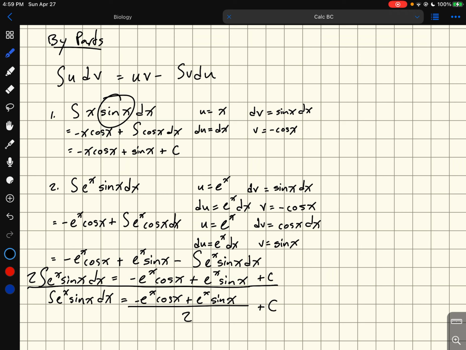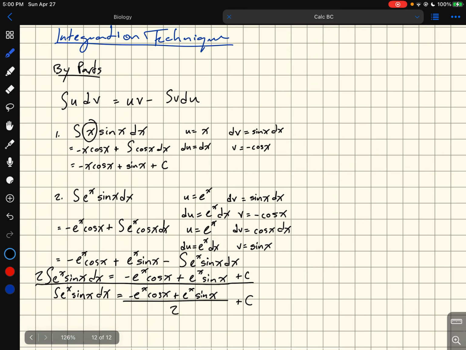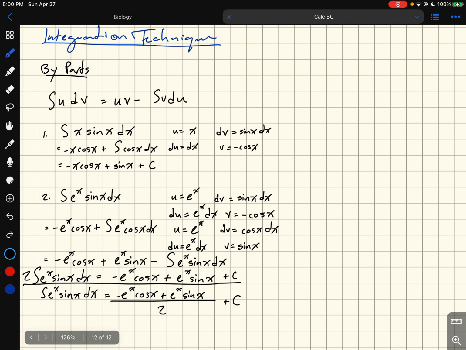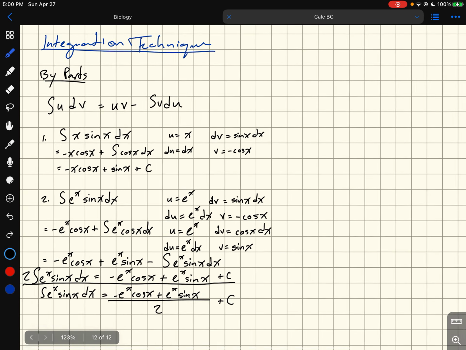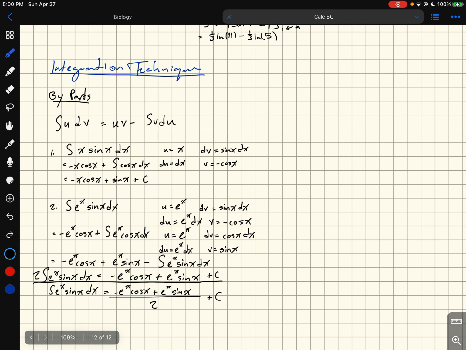So if you have a cosine there, or a sine there, or an e to the x there, in this spot, multiplied by something else, then you can use this DI method. It's called the DI method because the D stands for derivative and the I stands for integration. Like here, we take the derivative and here we integrate it.